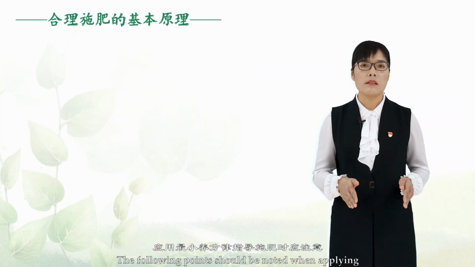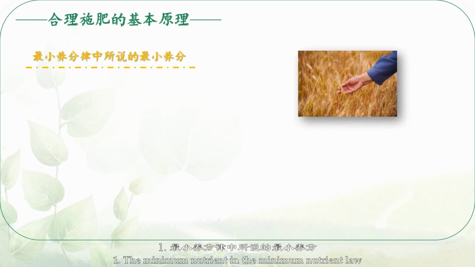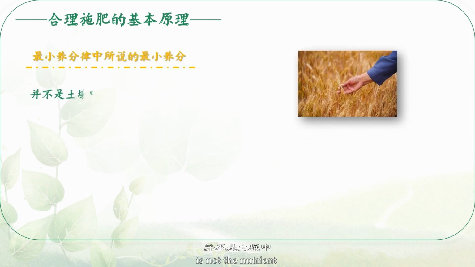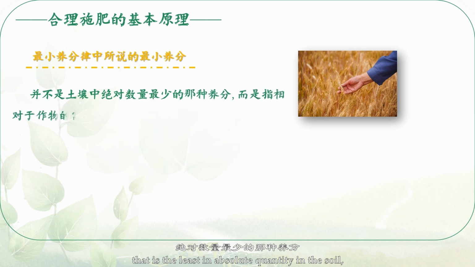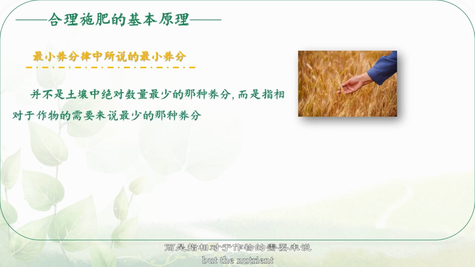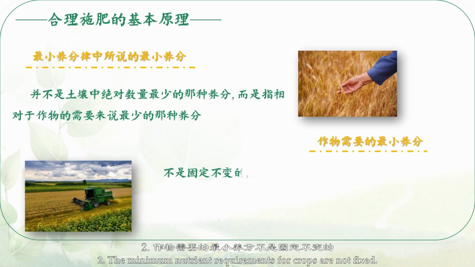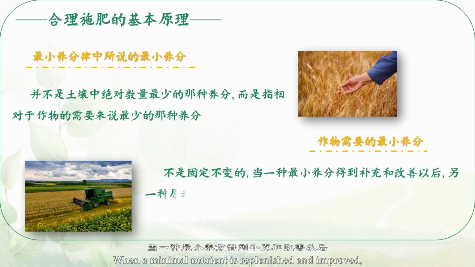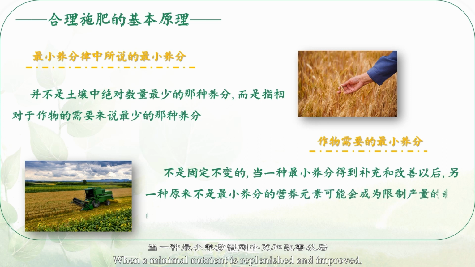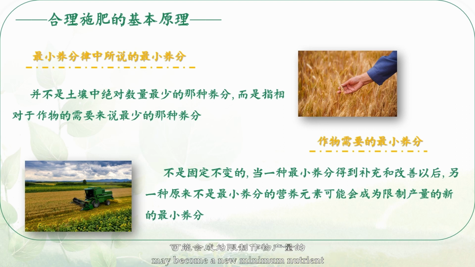The following points should be noted when applying the minimum nutrient law to guide fertilization. 1. The minimum nutrient in the minimum nutrient law is not the nutrient that is the least in absolute quantity in the soil, but the nutrient that is the least in relation to the needs of the crop. 2. The minimum nutrient requirements for crops are not fixed. When a minimal nutrient is replenished and improved, another nutrient that was not a minimum nutrient may become a new minimum nutrient that limits crop yield.